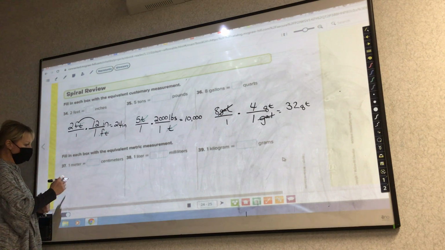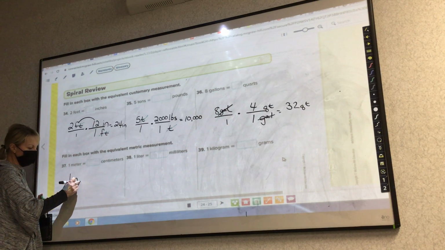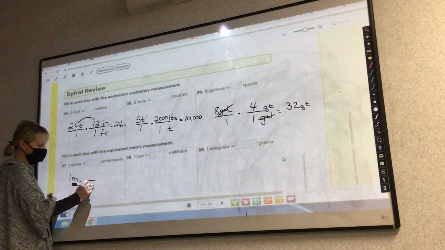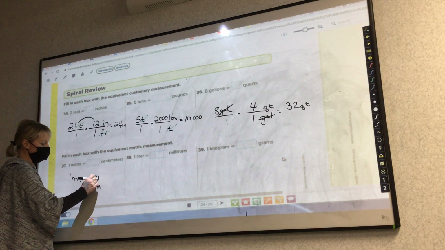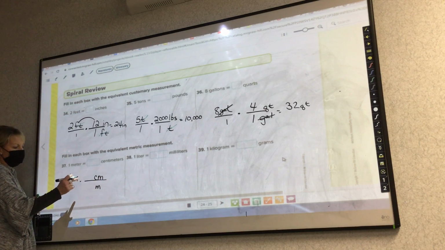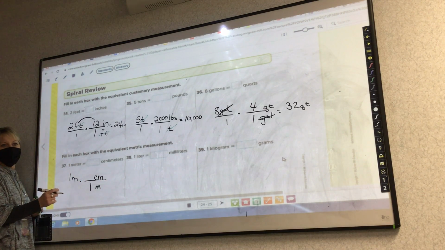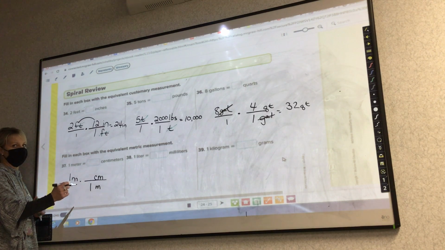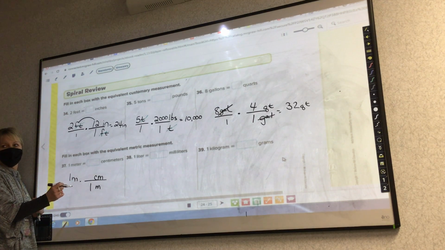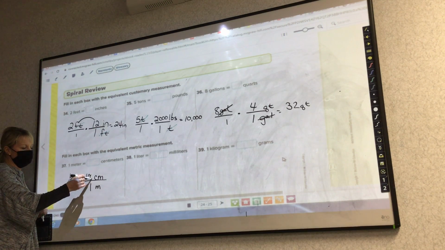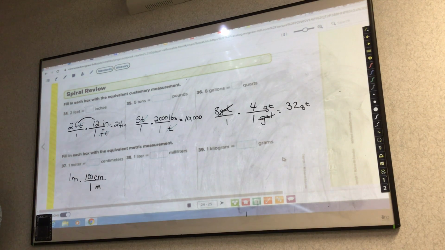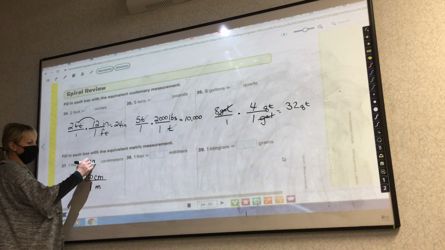1 meter is so many centimeters. So I have 1 meter, and I'm going to have to do meters, and I want it to be centimeters. So in 1 meter, how many centimeters? 100. Centi means 100. I remember it like a century: how many years is a century? 100. So then it'd be 100.